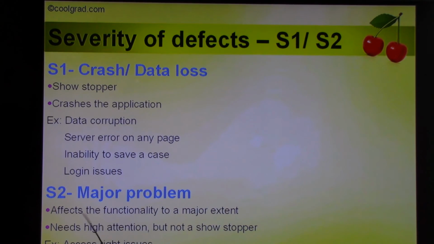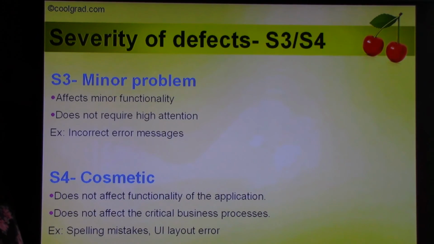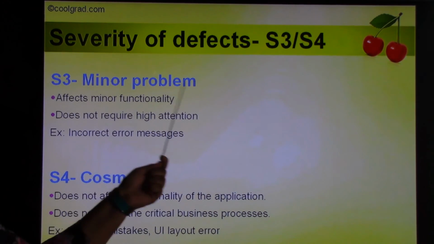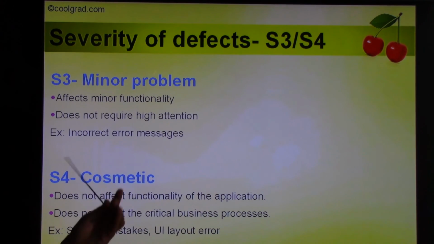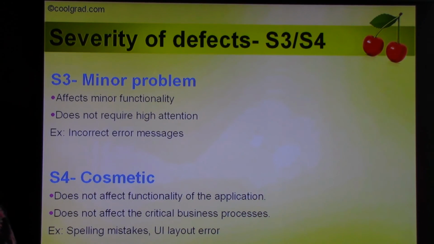S2 is a major problem. Affects the functionality to a major extent. So, for example, if there's some field that needs to be edited and you're not able to edit it, that's definitely an S2. S3 is a minor problem. Incorrect error messages, for example. S4 is cosmetic. So it's usually a spelling mistake or a UI layout error.